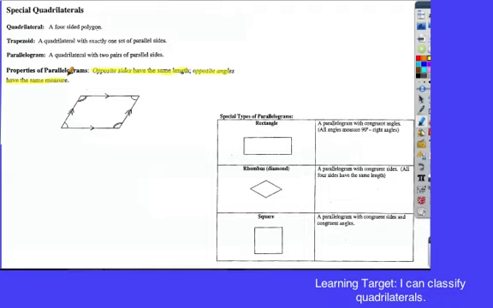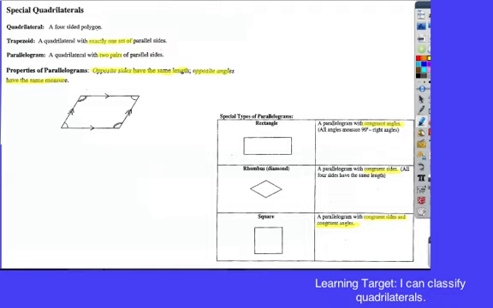A couple other things to highlight here. Parallelogram, just some definitions here. 2 pairs of parallel sides. Trapezoid is 1 set. For a rectangle, you have 4 congruent angles. Rhombus is congruent sides. Square is both. Make sure you know the difference. If it's a rectangle, the only way it's also a rhombus is if it's a square.